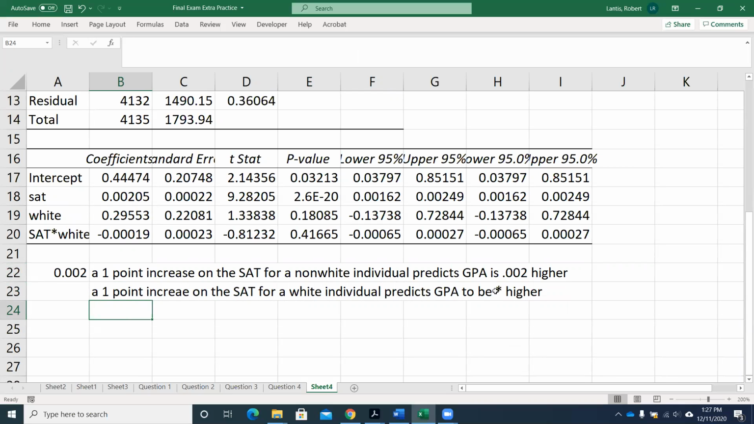because the total effect if the individual is white is not only this 1 point increase on the SAT score here, but because the white variable is 1, it would also add this coefficient effect as well. So we would have to add those two coefficients, and we see that for white individuals, SAT scores may be less predictive.